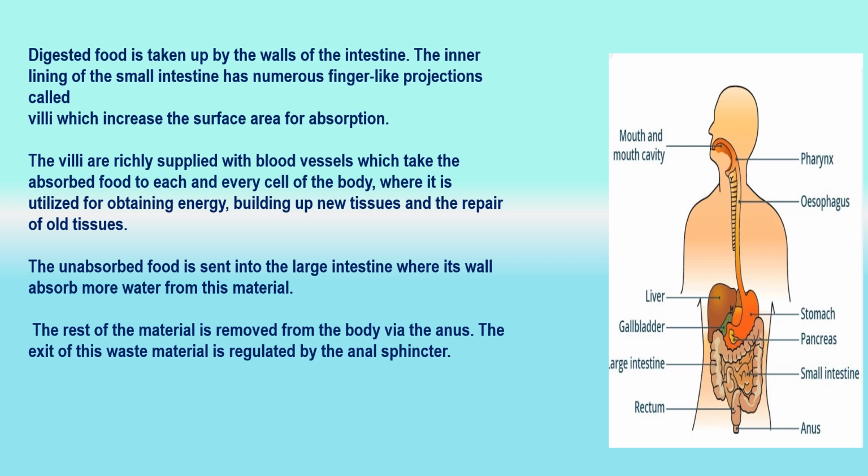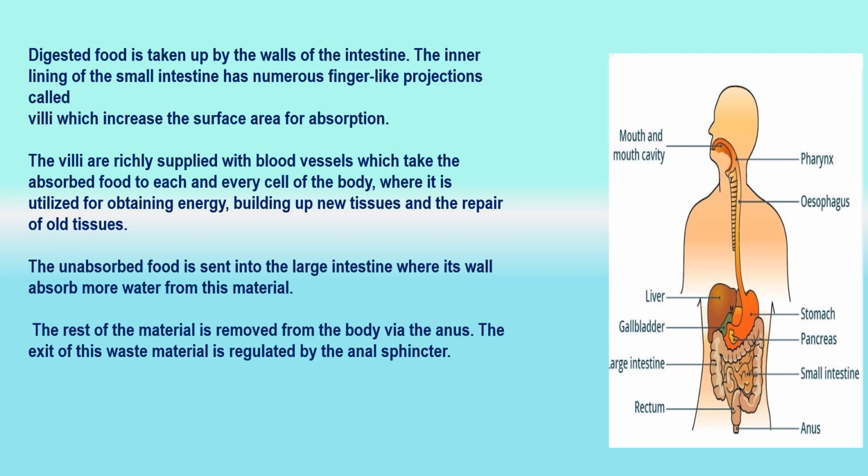The inner surface of the small intestine has millions of tiny, finger-like projections called villi. The presence of villi gives the inner walls of the small intestine a very large surface area. And the large surface area of the small intestine helps in the rapid absorption of digested food. The digested food which is absorbed through the walls of the small intestine goes into our blood.